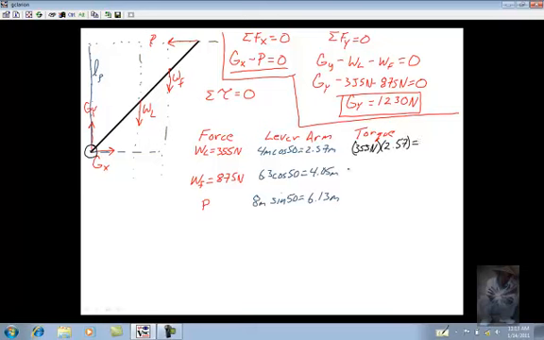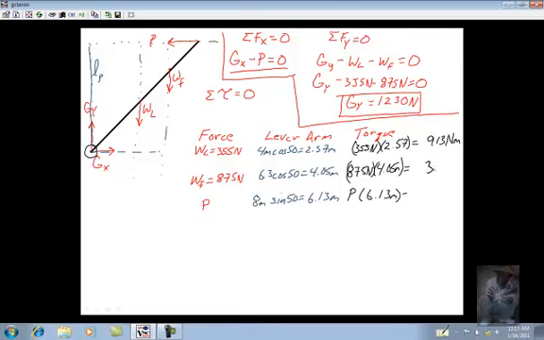And then over here, I'm going to do the same thing: 875 newtons times the lever arm of 4.05 meters. And then my unknown P times 6.13 meters. So I'm going to work out these values. I get 913. The units for torque are what? Newton meters.